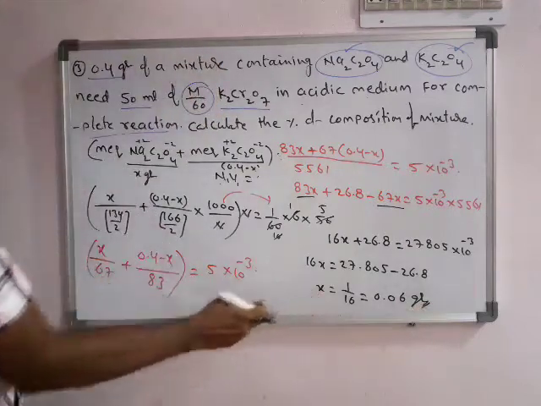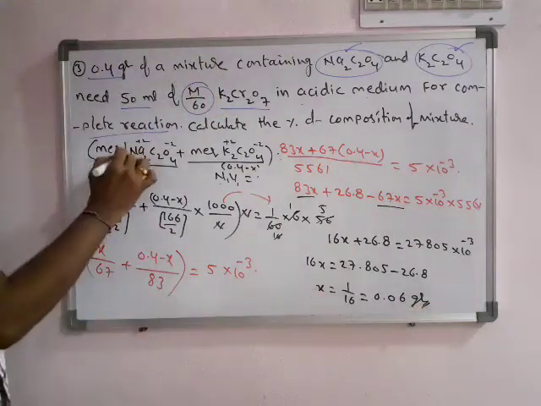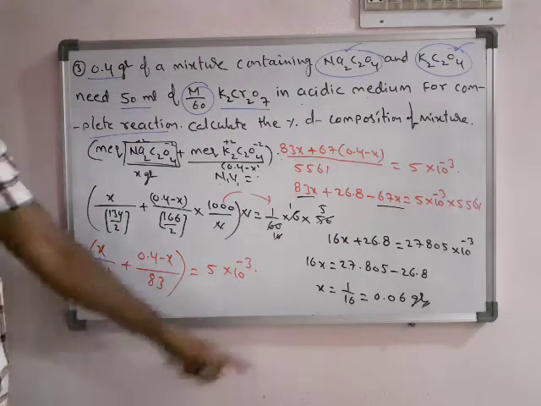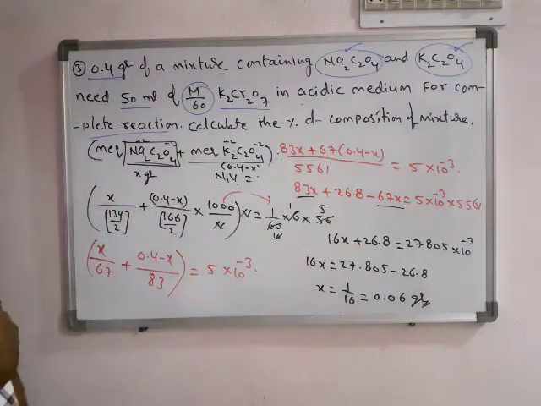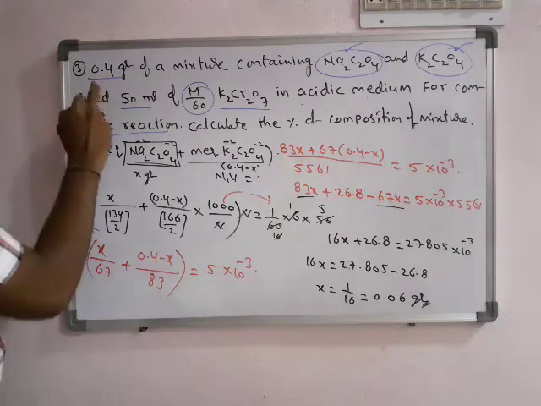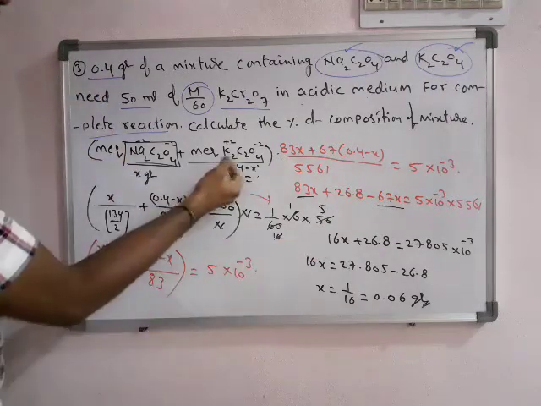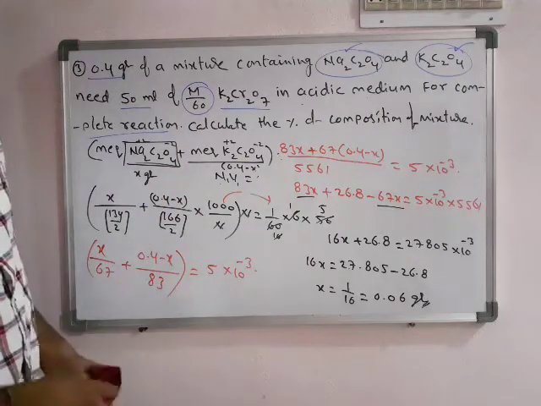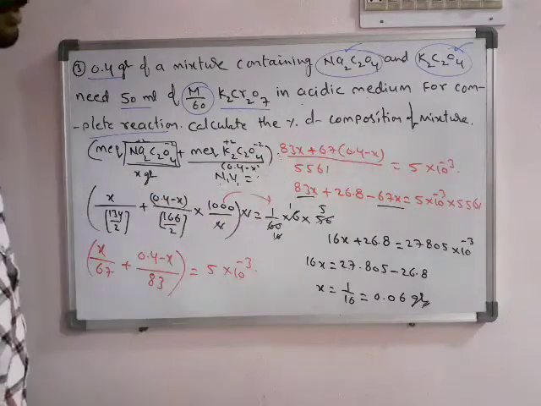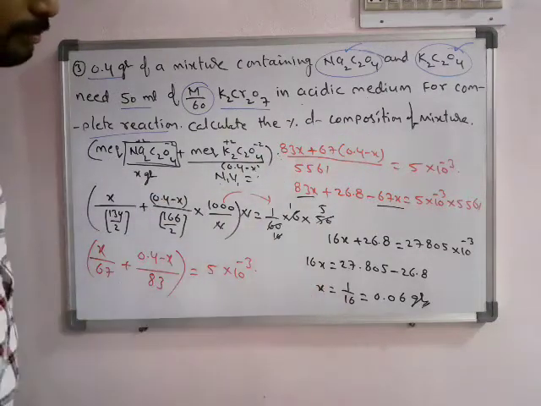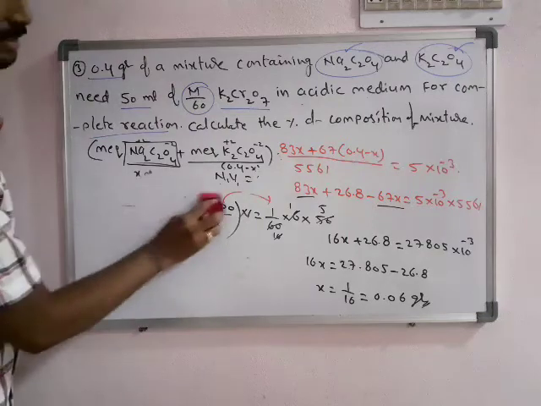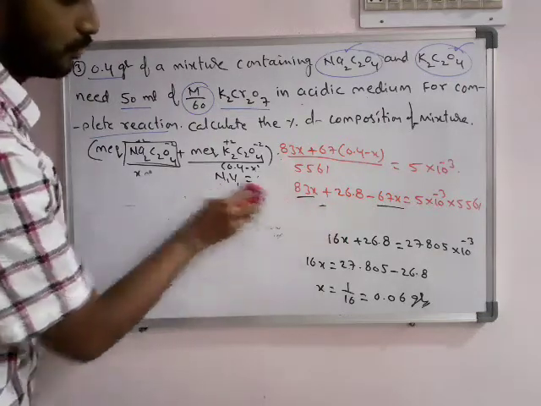Means what is x? Here x is taken as the weight of Na2C2O4. So the weight of Na2C2O4 is 0.06 gram. The remaining will be 0.34 grams. That is equal to potassium oxalate. But it is given that we need to calculate the percentage composition, percentage of both potassium oxalate and sodium oxalate, we have to find out.